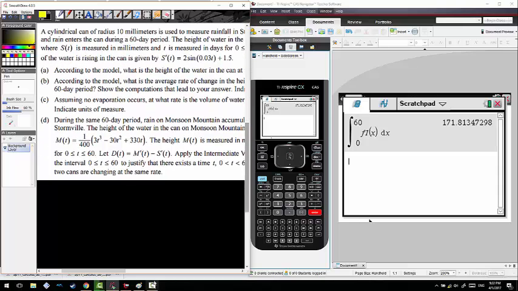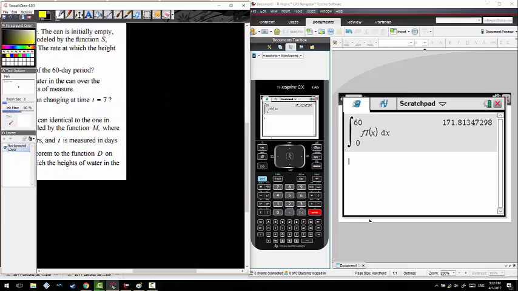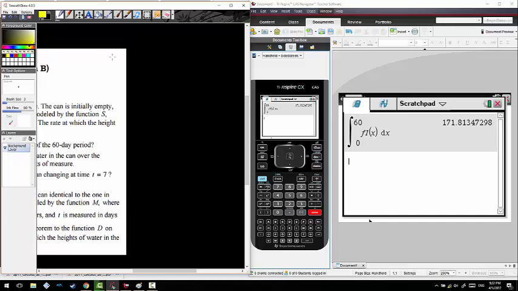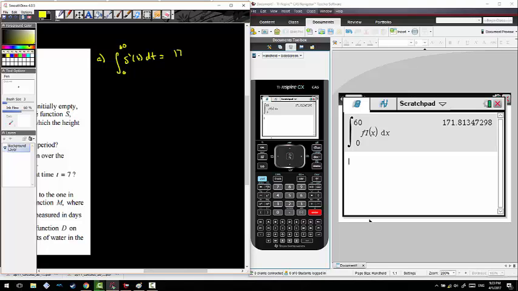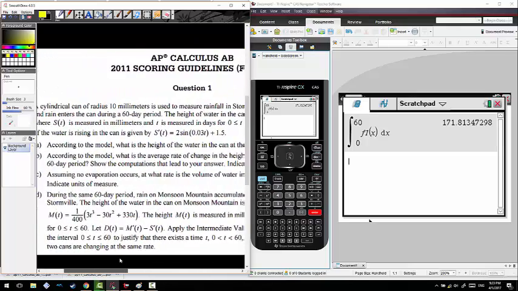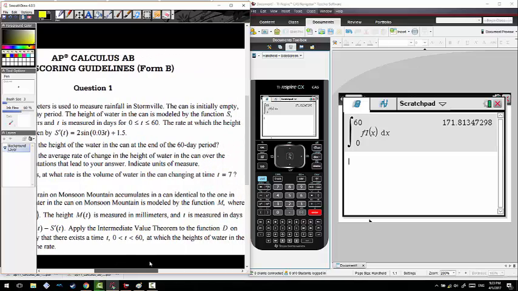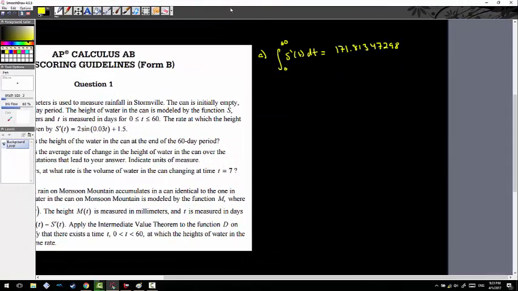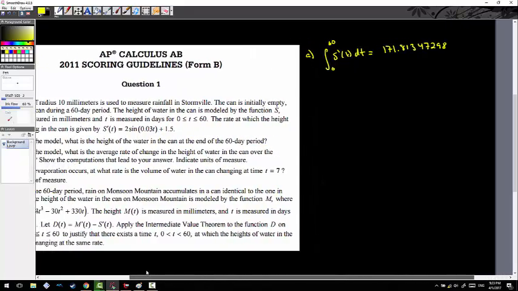So this is relatively easy. So for part A, if I integrate from 0 to 60 of s prime of t dt, I would get 171.8134728. Does it ask me for any units of measure or anything like that? It doesn't say anything. It says, what is the height in the can? And that's all I need. Okay, cool. So I think I'm good with that. A pretty straightforward kind of problem right there.